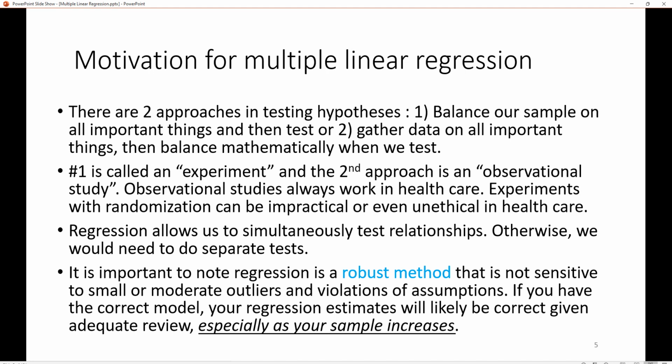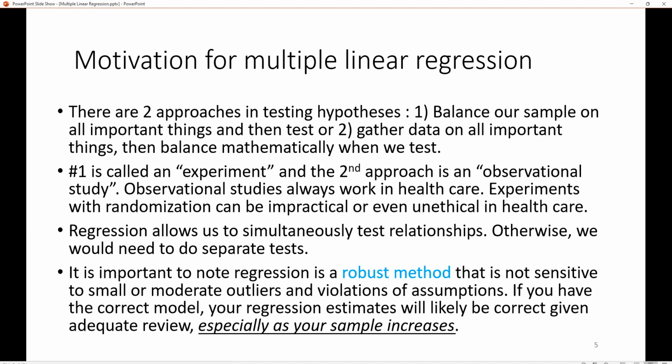We balanced our sample, the participants who volunteered, with those who didn't get the vaccine. Number two is to gather data on all important things, then balance mathematically when we test. And that's what we do mostly in our hospital studies. We gather information on things like age, gender, and health status, and then we see what differences being in one intervention might have over traditional KP care. Number one is called an experiment, and the second approach is an observational study.